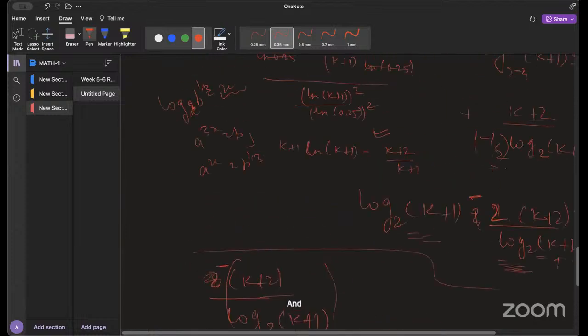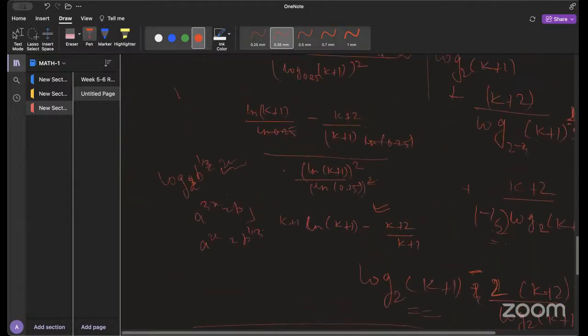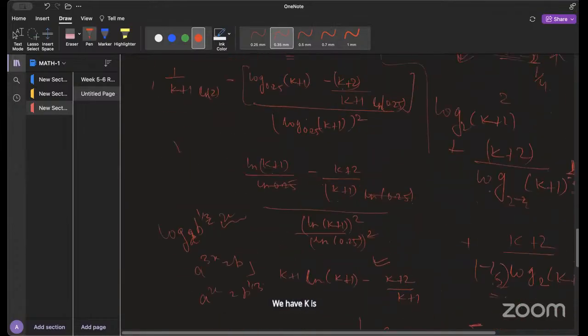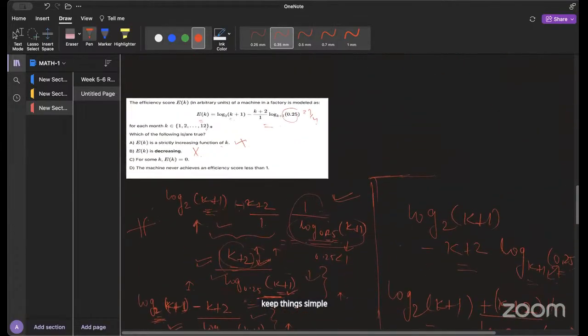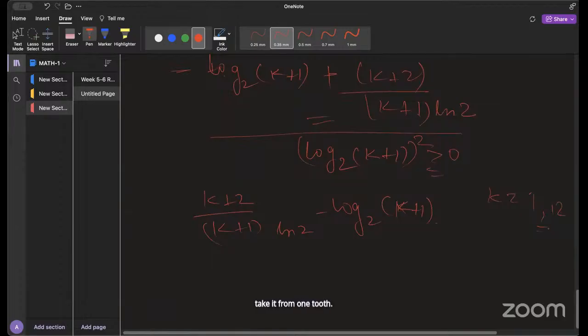And let's just check for the numbers that are there. We have k equal to, to keep things simple, because we don't really need to know what's happening at the non-integer things, the non-natural number things. So we'll take it from 1 to 12, and then you can just check it. If you keep 1 here, you'll get log 2, which is 1, and if you keep 1 here, sorry, 2, you'll get 3 by 2 natural log of 2.